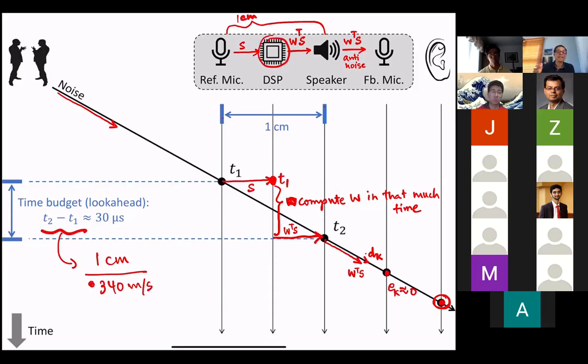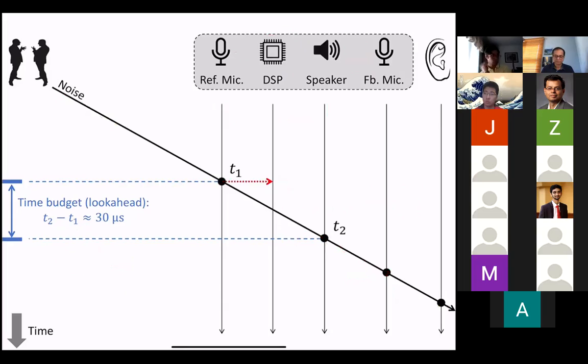You don't want to spend any time in sampling, ADC, all of that. This is not a hardware class, so you're not going to get into that. The only thing to remember is that analog means you can do things faster. So most of these things would happen in analog. Very good. Now, if the DSP gets late and misses the deadline T2, finishes the computation at T3 and then plays the anti-noise, what happens?